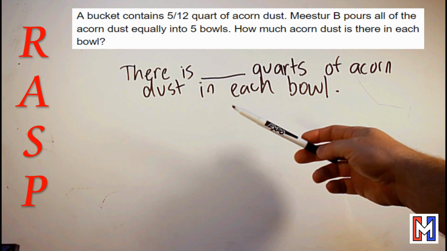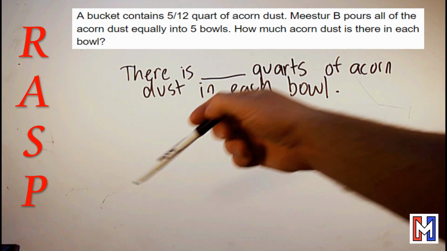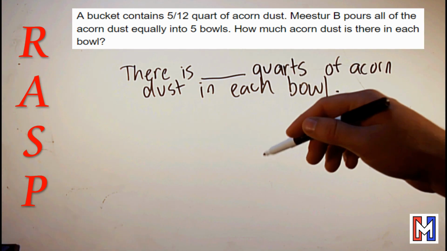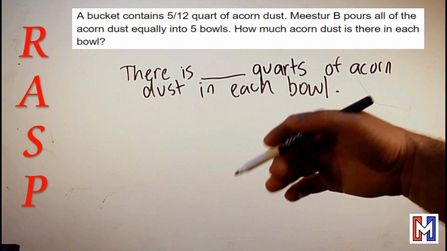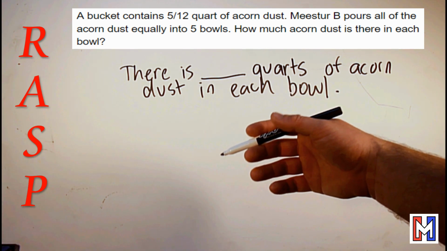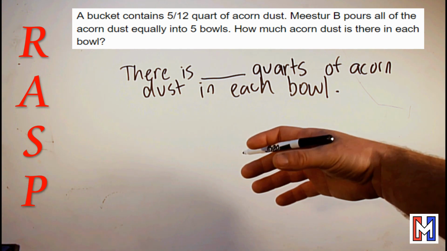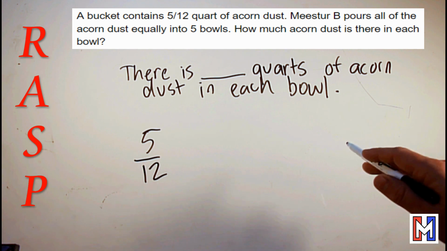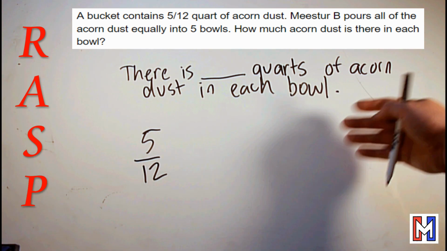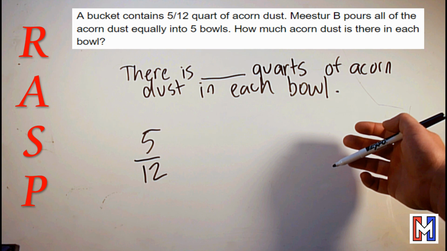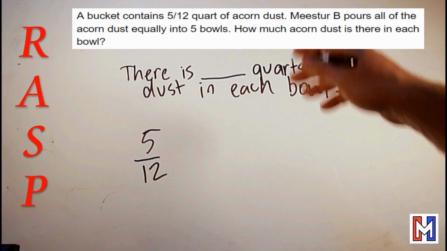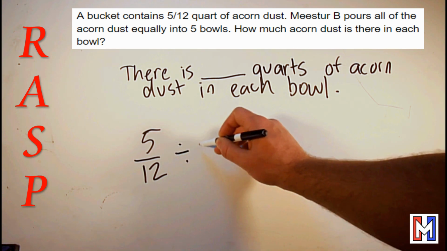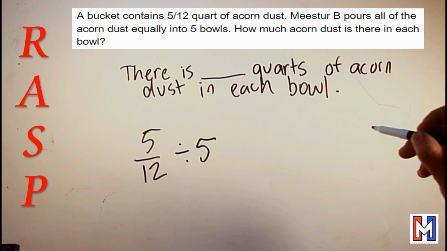Now I have my answer sentence, so I'm going to move on to solving. I want to pay attention to the important parts in my question. I have 5/12 quarts of acorn dust, so that's what I'm starting with. And then I put it equally into 5 bowls. Because I'm distributing it into 5 bowls equally, that's division, and I'm dividing it into 5 groups.